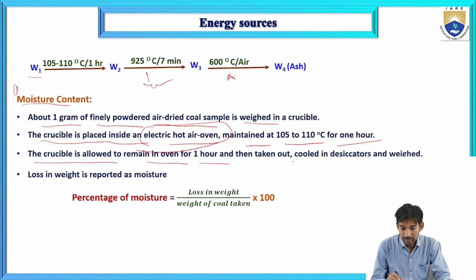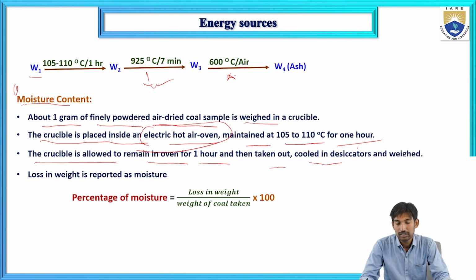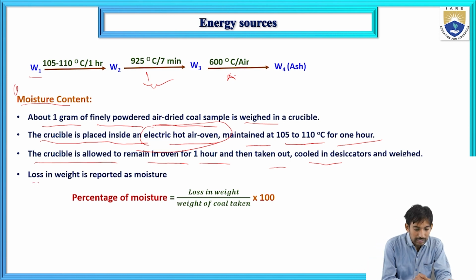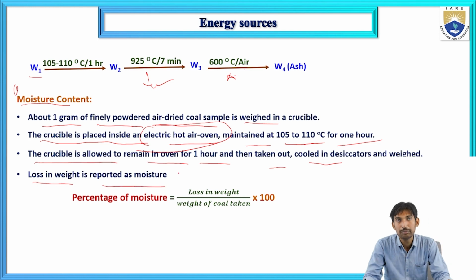Then we take it out, cool the heated crucible in a desiccator, and again take the weight of that crucible. The loss in weight is reported as moisture.